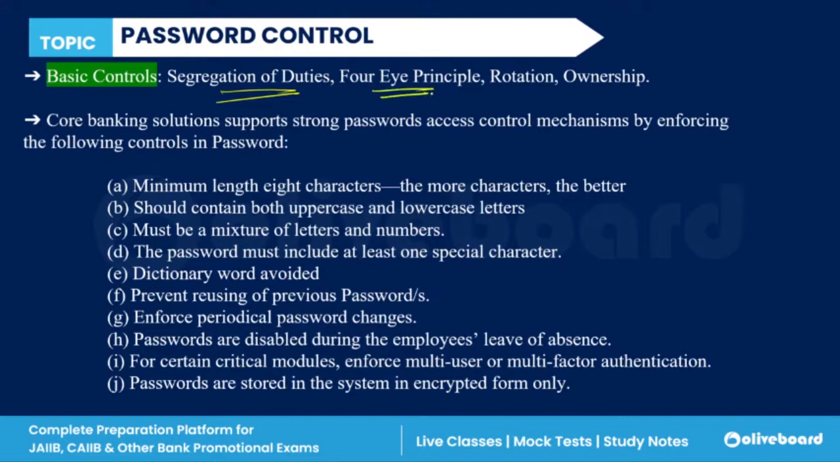Okay, then the 4-eyes principle. The 4-eyes principle means everything which is done by one person is checked by another. If you have checked something, it is checked by some other person also. Because it is a bank, you are doing everything related to money, so there are no chances of errors and faults here. So the 4-eyes principle means everything should be rechecked by two people. Then rotations and ownership. So these are the basic controls, right?